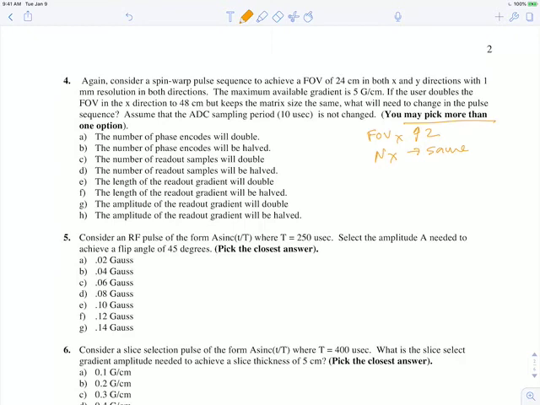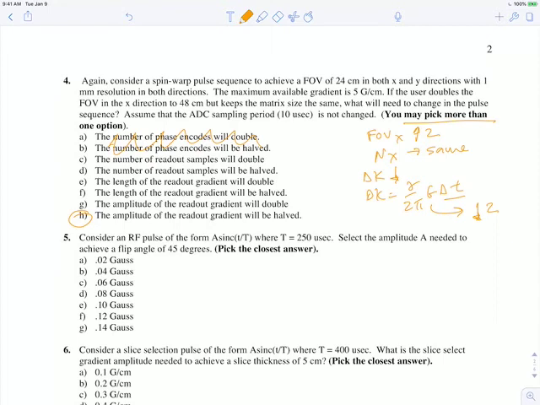So delta k must go down by a factor of 2, right? And delta k equals gamma over 2 pi G delta t. This is the same, so this gradient still has to go down by a factor of 2. So we can certainly circle that. We know we don't have to worry about these.